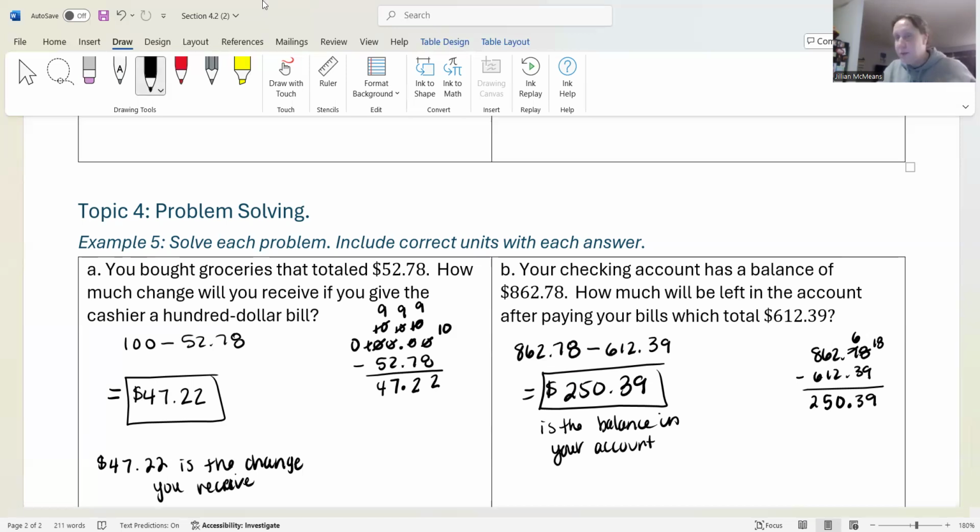Okay, so that's it. Problem solving with adding and subtracting decimals. Hopefully you didn't think this was too bad.